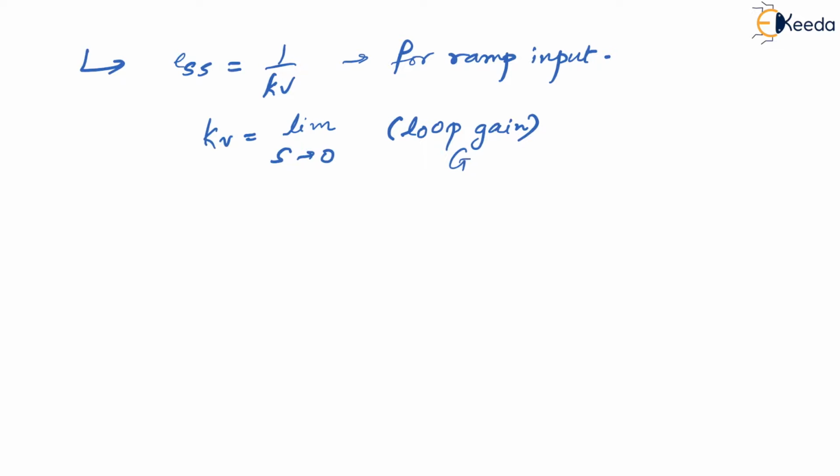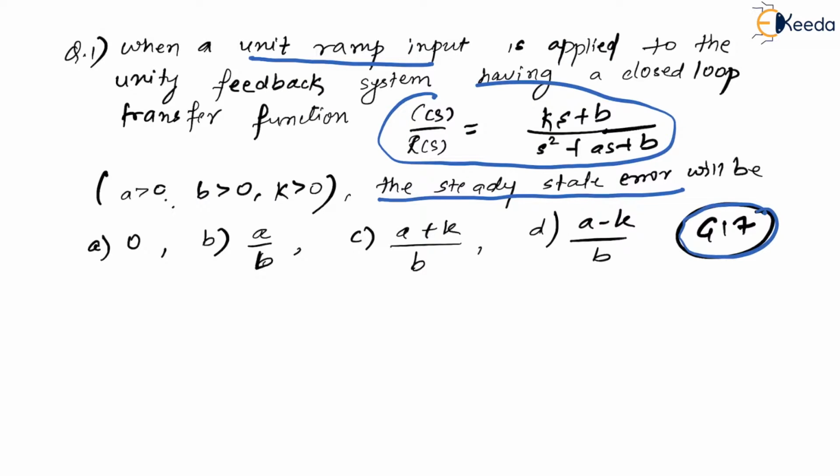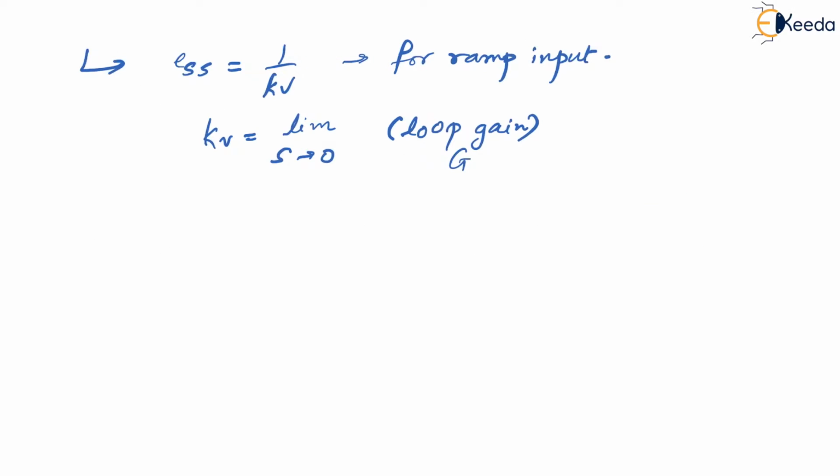Now here is the thing. They have not given us the loop gain, rather they have given us the closed loop transfer function, that is C of s upon R of s, which is the overall transfer function. That means we are supposed to find the loop gain now. So, for example, the T of s that is given is equal to Ks plus B upon s squared plus As plus B.